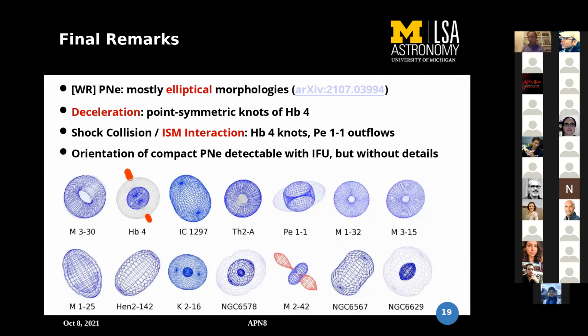In my study, I found mostly that these Wolf-Rayet planetary nebulae have elliptical morphology. We have acceleration points and symmetric knots in HB4, and we have collisional ionization in the knots of HB4 and the outflow of P1. And we can also use IFU for detecting the orientation of the compact object, and also morphology if we have high resolution imaging, so we can also do morphology. So thank you.